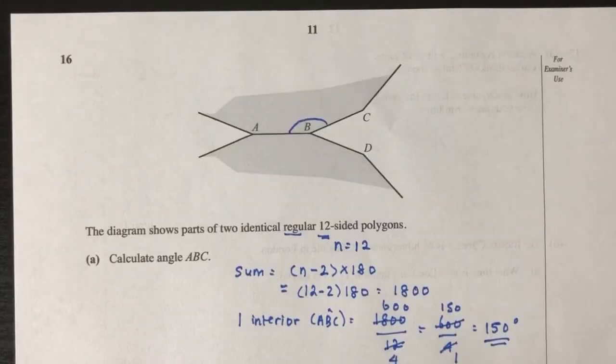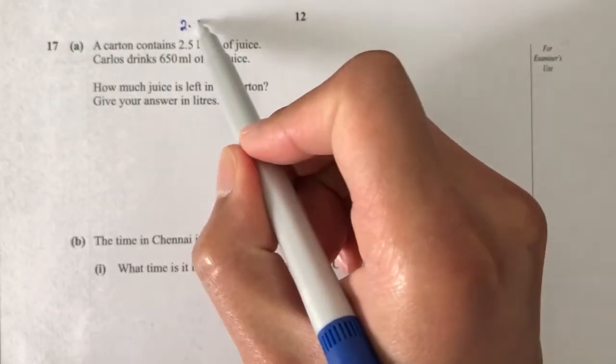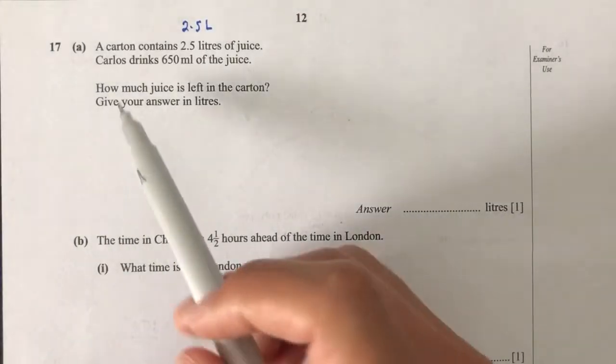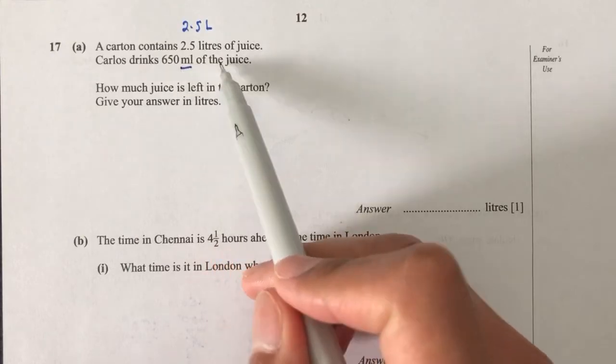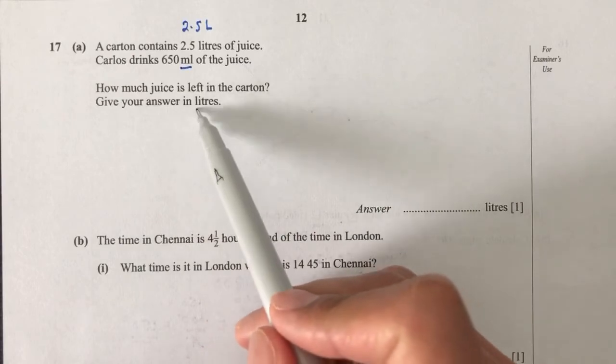And that is question number 16. Question number 17. A carton contains 2.5 liters of juice. So now we have Carlos drinks 650 milliliters of this juice. How much juice is left in the carton? Give your answers in liters.